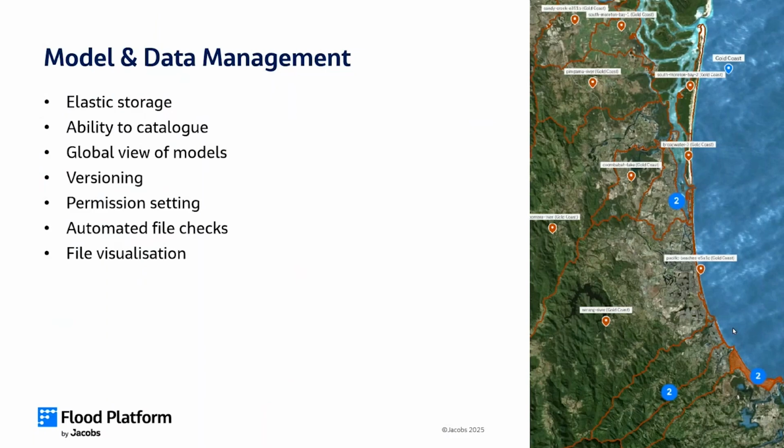So you have the ability to version. You've got permission settings, so you can control who's got access to what and who can see things. You've got automated file checks. One of the biggest issues that I see in flood modeling is when we hand models over or we receive models, there's always files missing, or perhaps there's corrupted files, and so we can't rerun the models. So Flood Platform has been built to check that all the files that you need for that model are included in the upload. And then file visualization. Whether you are a modeler or a non-modeler, you can view the contents of the model without having to know all the naming conventions and intricacies of TUFLOW.